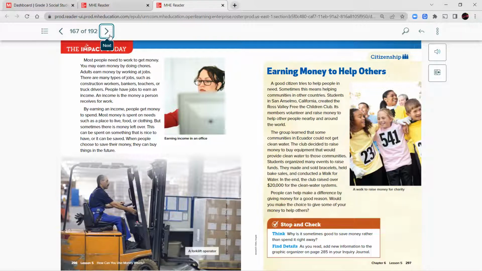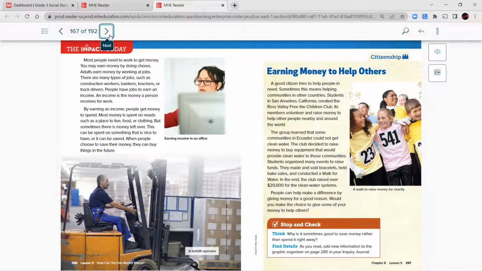The group learned that some communities in Ecuador could not get clean water. The club decided to raise money to buy equipment that would provide clean water to those communities. Students organized many events to raise funds. They made and sold bracelets, held bake sales, and conducted a walk for water. In the end, the club raised over $20,000 for the clean water systems.